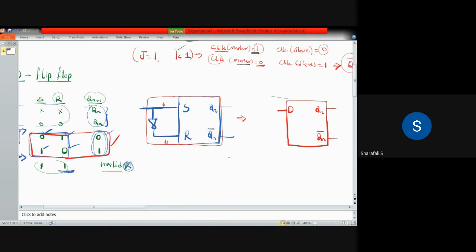And if you want to write the truth table for this D flip-flop, how will it be? We consider the clock pulse. Oh, clock pulse also will be there. For this, we are having a clock pulse, so that also you can consider. I didn't consider the clock pulse here, but the clock pulse also will be there. So you can just connect that here. That is your clock pulse.